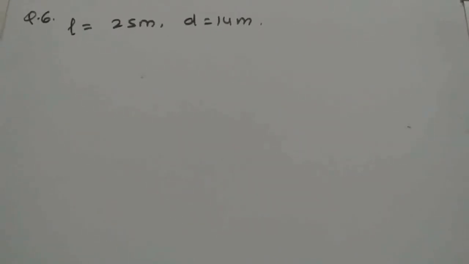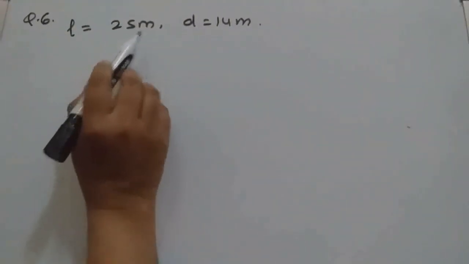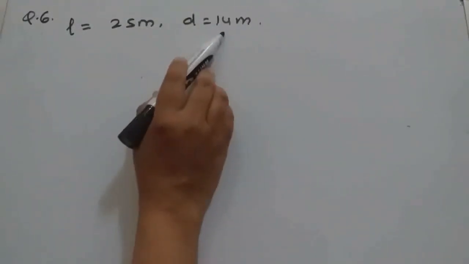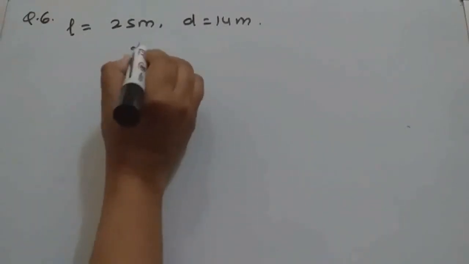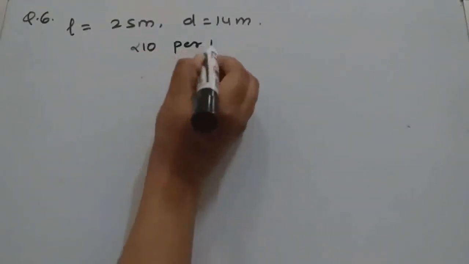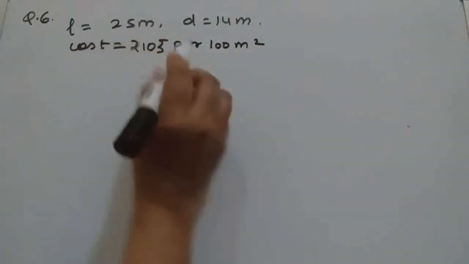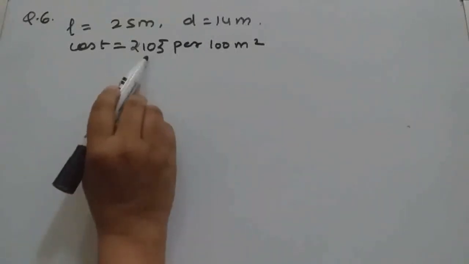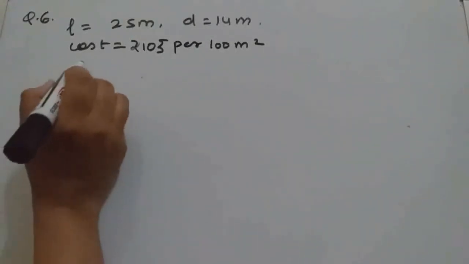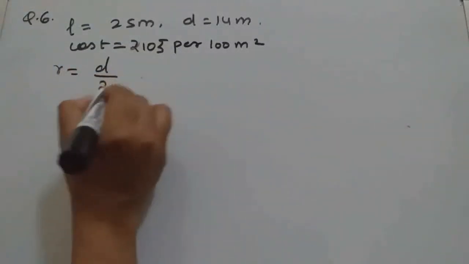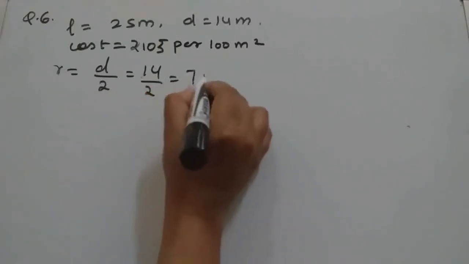In question number 6, the slant height and base diameter of a conical tomb are given as 25 meter and 14 meter respectively. Find the cost of whitewashing its curved surface at the rate of 210 per 100 meter square. The cost is given as 210 rupees for 100 meter square. So first we will find the CSA. For that we require the radius. So radius is d by 2, that is 14 by 2, which is 7 meter.